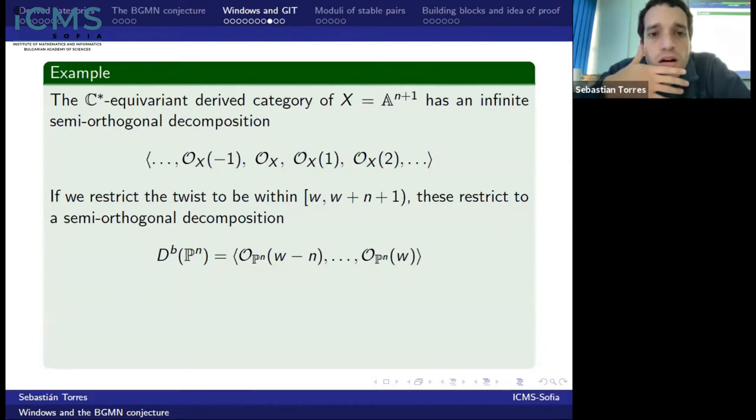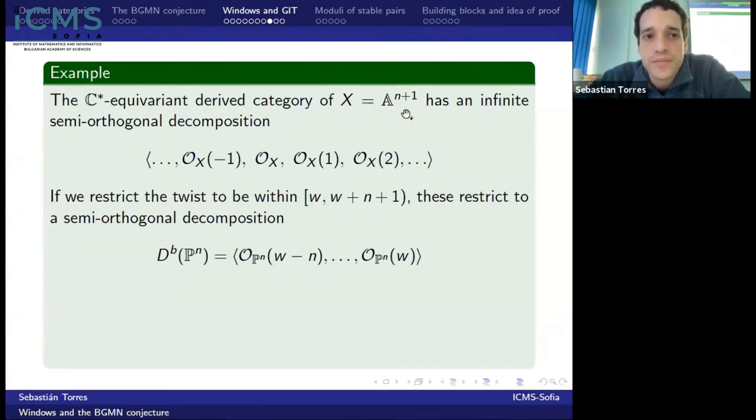The easiest example of how this plays out would be, again, PN, projective space, which can be seen as the GIT quotient of the affine space. And on the affine space, what's the derived category? I'm interested in the C star equivariant derived category, meaning I not only want bundles or chain complexes, but I also want those with an action. If I were concerned only about bundles, there's only one interesting bundle here, which is the structure sheaf.